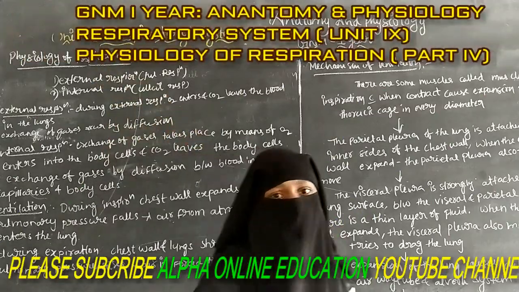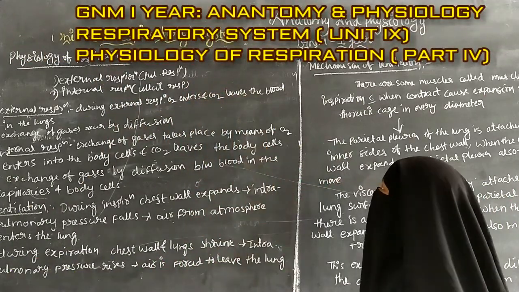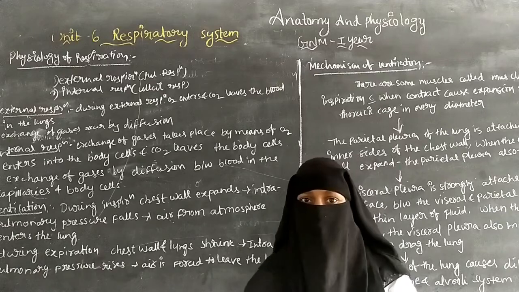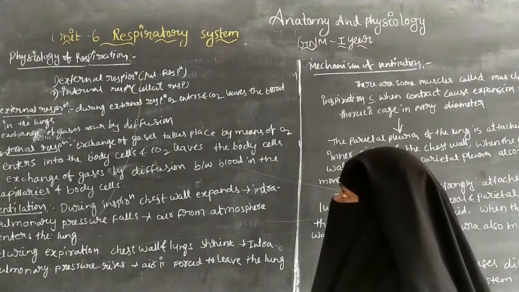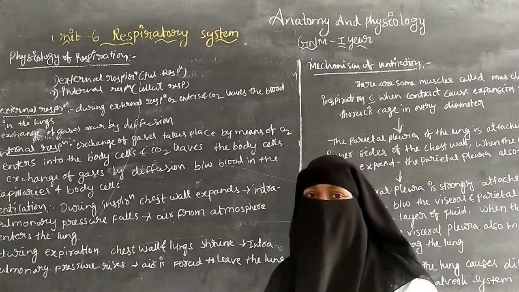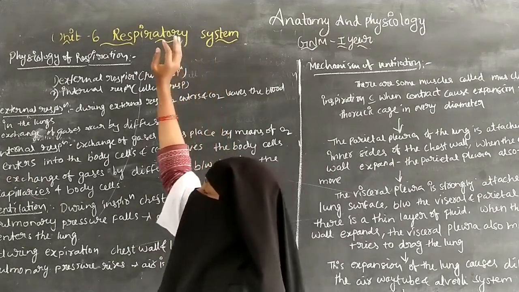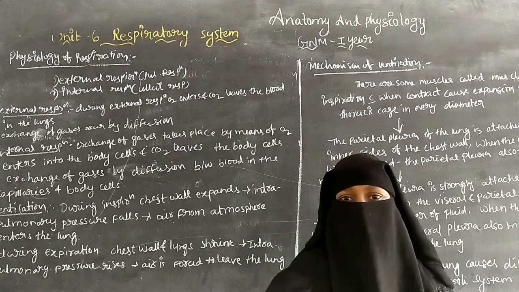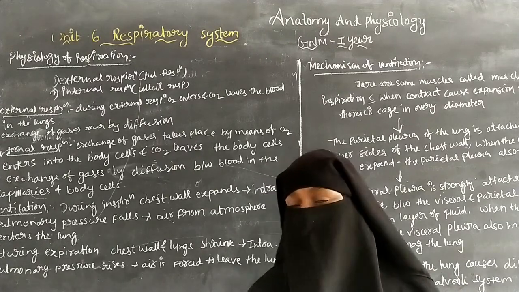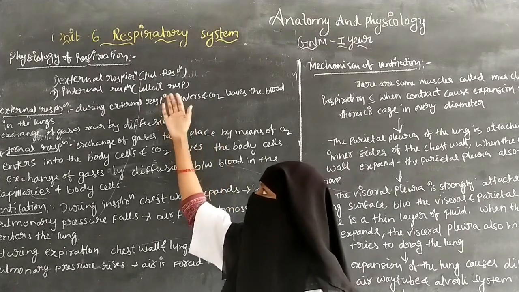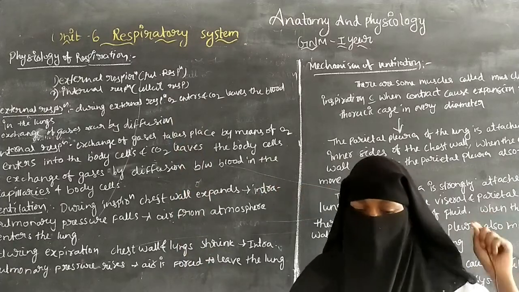Today I am going to discuss the anatomy and physiology for the GNM first year. In this, there is Unit 6, that is the respiratory system. In this respiratory system, until now we have seen the anatomy of the respiratory system. Today we are going to discuss the physiology of respiration.